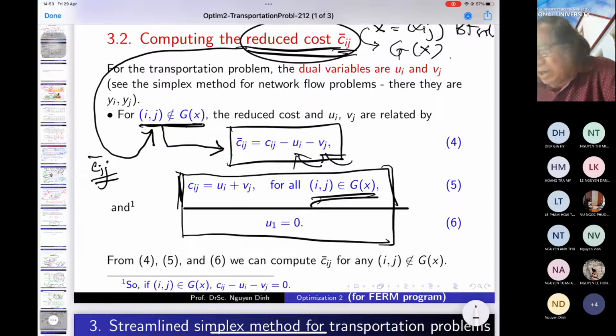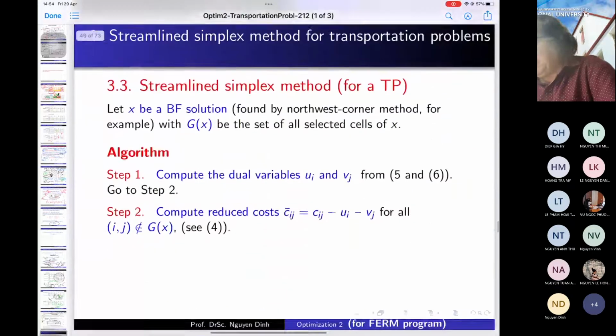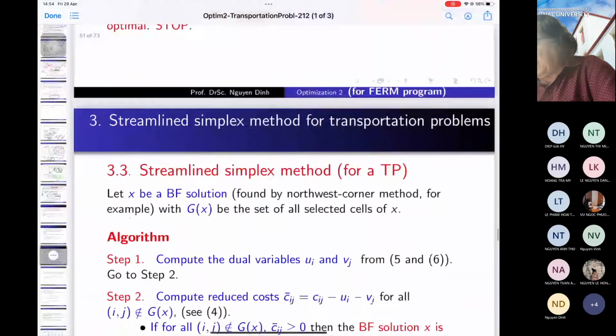See? Cij equals Ui plus Vj. Ui plus Vj. And it's very easy. In practice, when you do it, you find out that it's very easy.